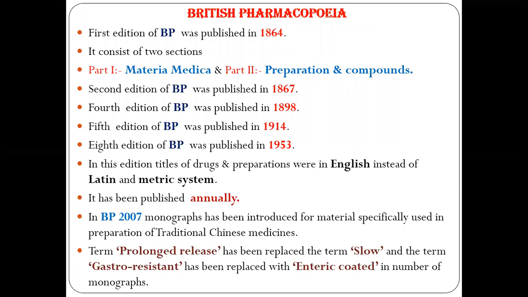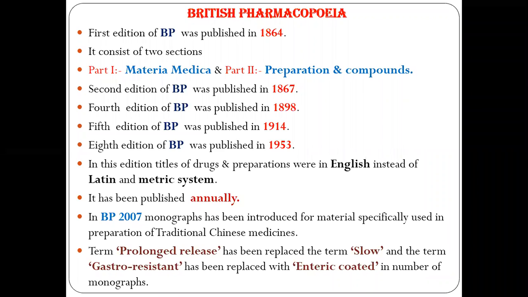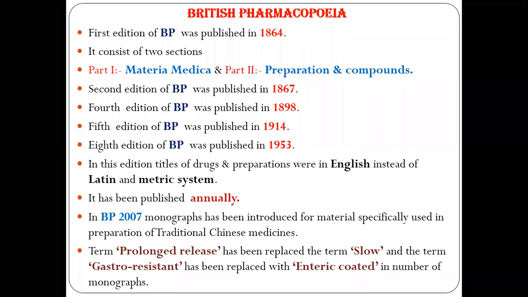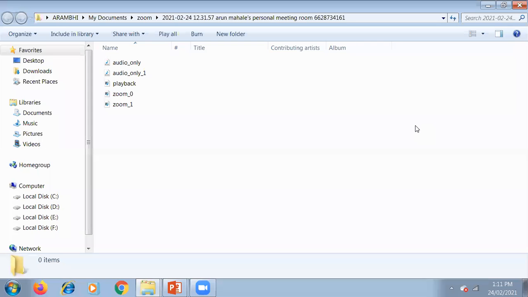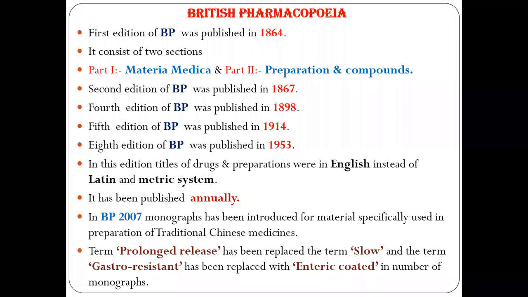Then the British Pharmacopoeia. The British Pharmacopoeia is the book of the British, and they prepared it and gave it their own name. The first edition of the British Pharmacopoeia was published in 1864. There is a huge difference between India and Britain. Their first British Pharmacopoeia came in 1864 and the Indian Pharmacopoeia came in 1955. So this is the huge difference.